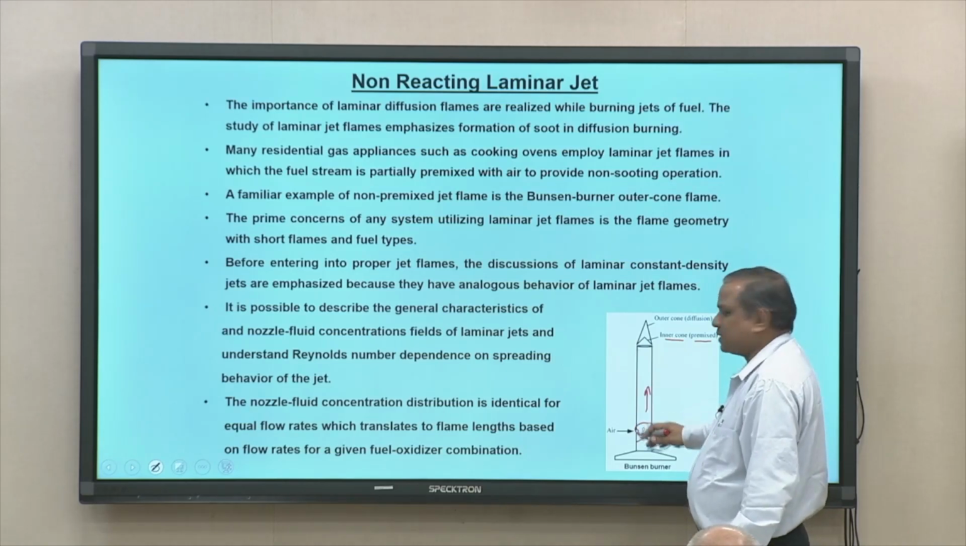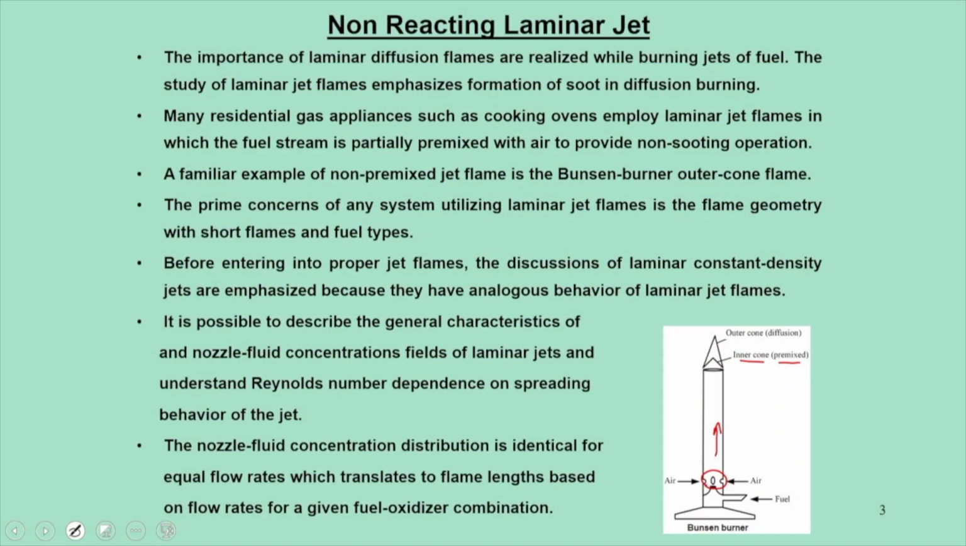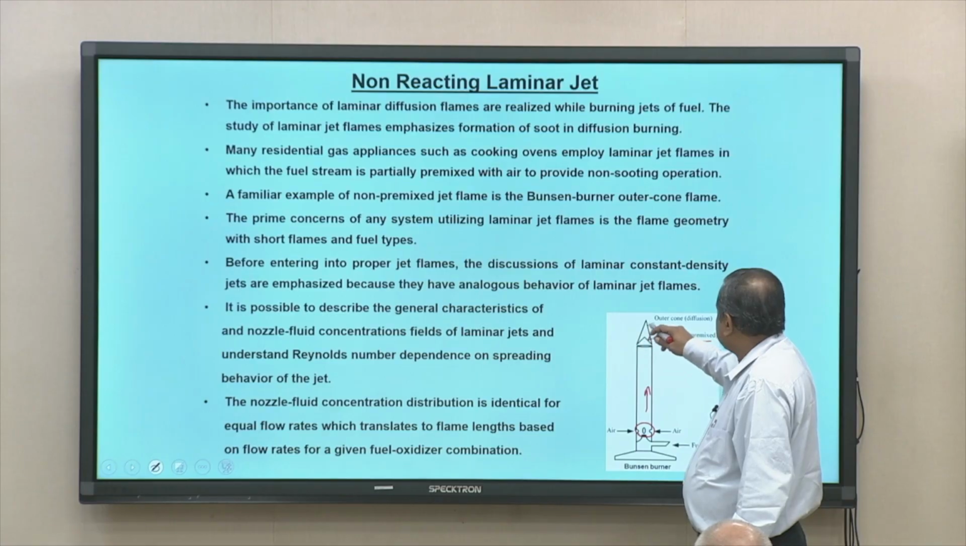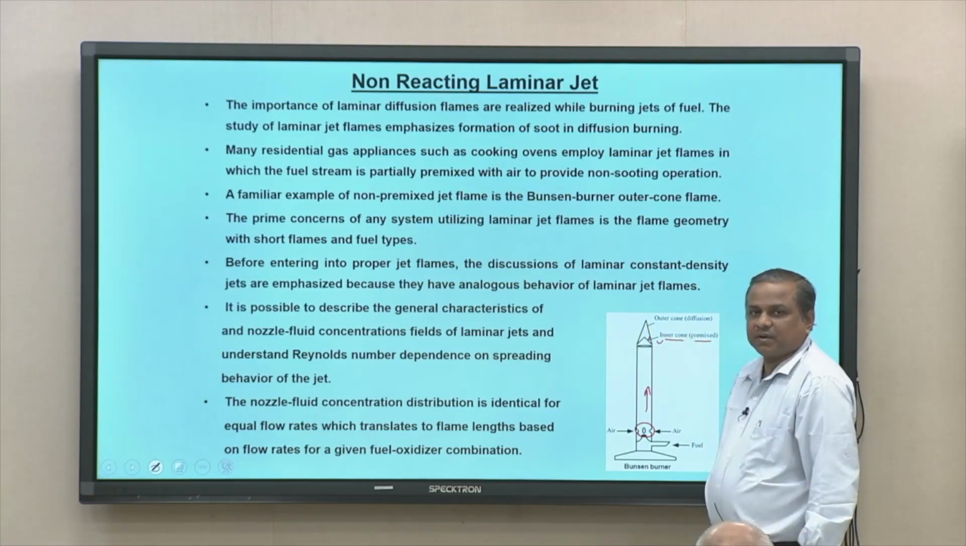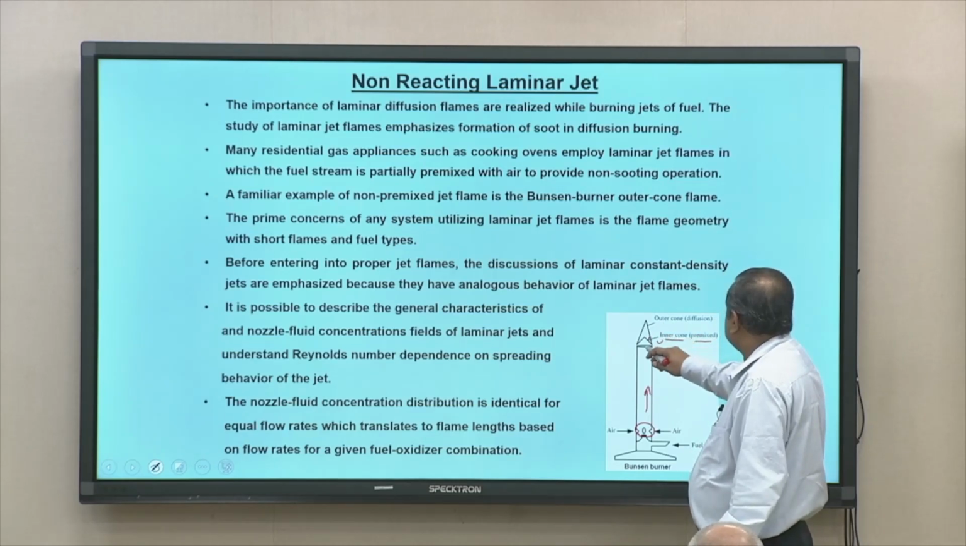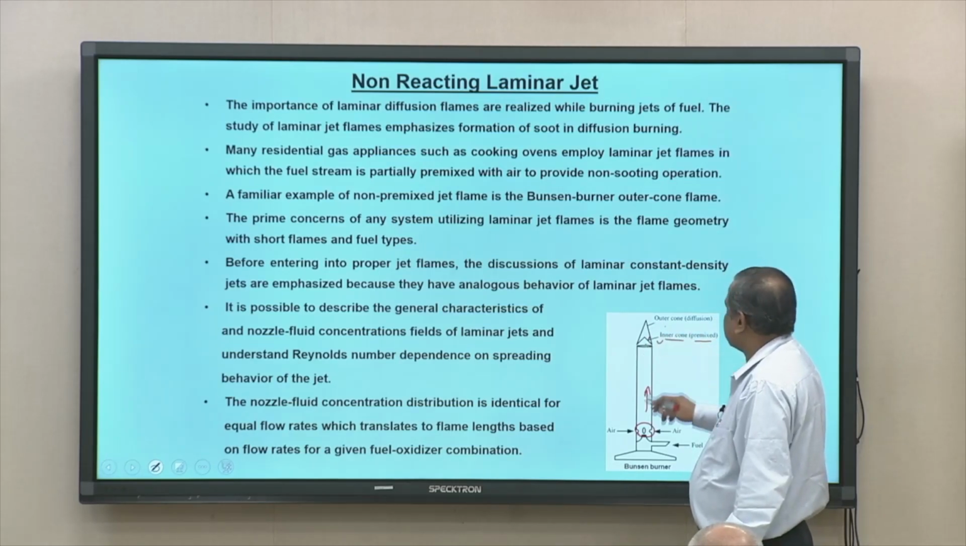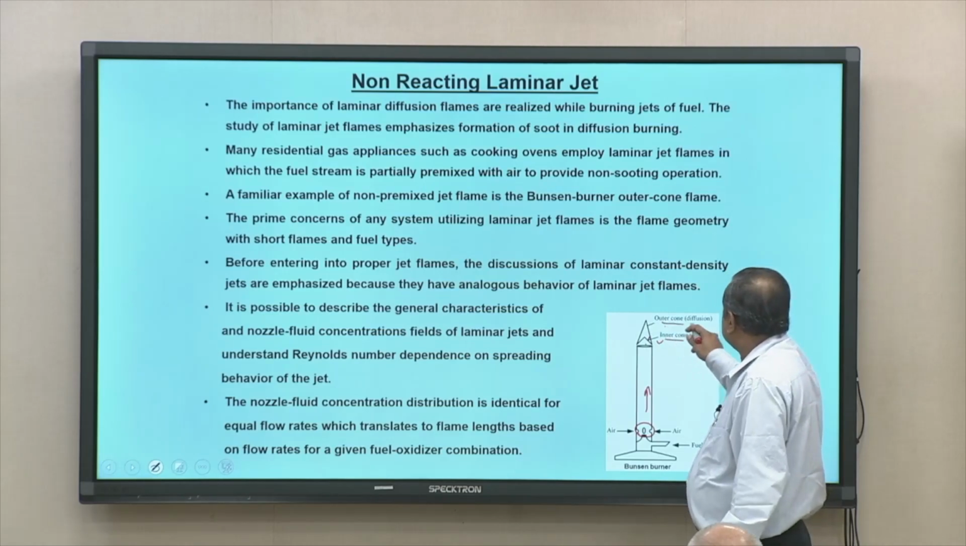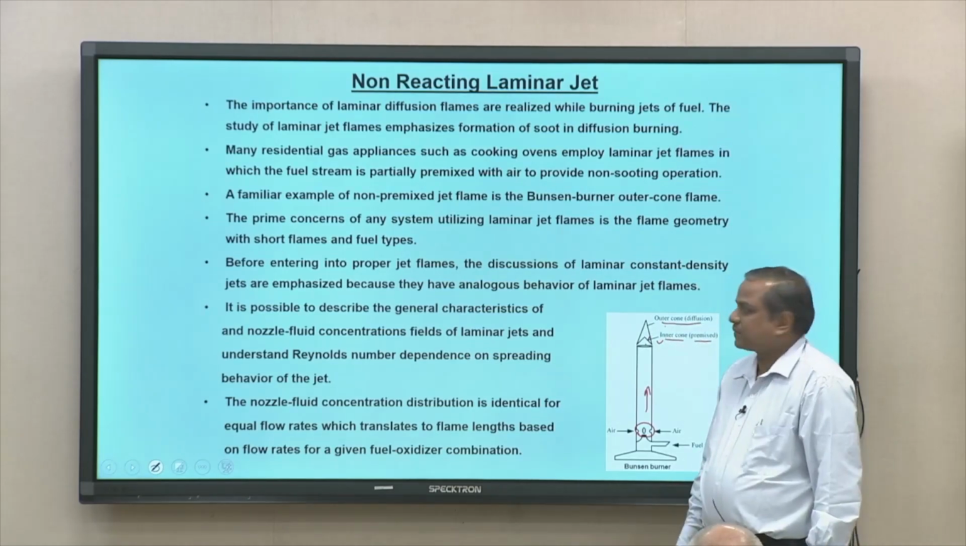Now if you do not give sufficient charge, only fuel, then this fuel can come out and diffuse with the outer air, the atmosphere, and then it can create an outer cone. That is not through this, rather it is diffusion of fuel into the outside air, and we get this outer cone, that is a diffusion flame.